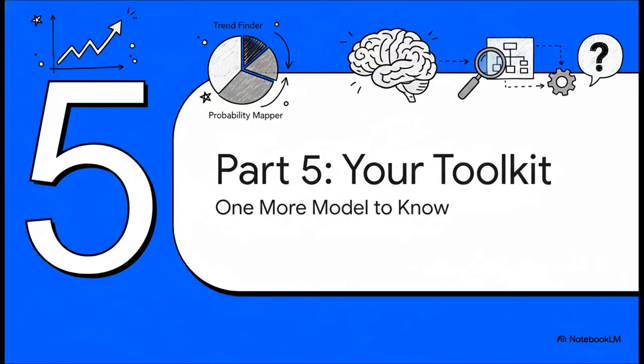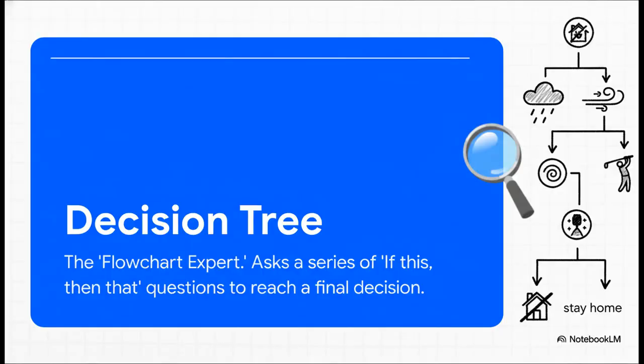So we've covered the trend finder and the probability mapper. To really round out your foundational toolkit, let's just quickly look at one more incredibly useful and, frankly, very intuitive model. Say hello to the decision tree, our flowchart expert. This model is awesome because it basically thinks like a person. It just asks a series of simple questions, like, is the weather outlook sunny? If no, stay home. If yes, is it windy? If yes, stay home. If no, go play golf. It just splits the data based on these simple if this, then that rules, which makes it one of the easiest models to explain to literally anyone.